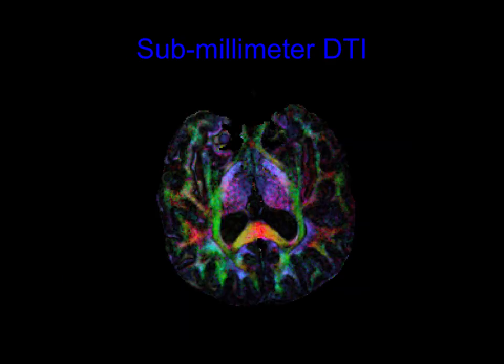So one thing one can do is reduce the resolution, and I just wanted to show this image here of a sub-millimeter DTI, to where if you get the voxels very, very low, then you can start to recover some of those things that are lost from the partial volume effects. But this is very slow.